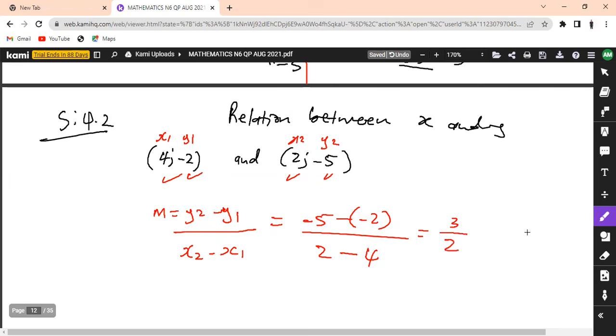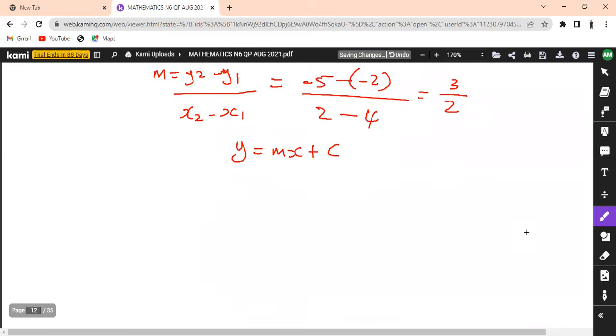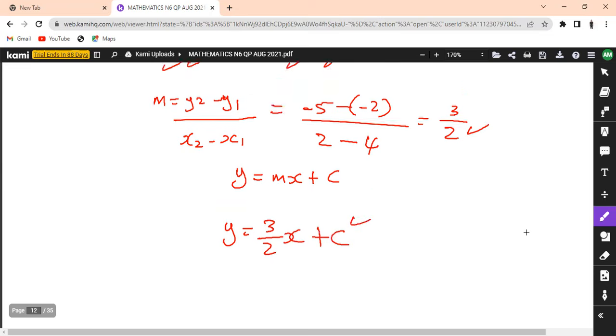So this is your gradient, m, as we know that our equation is given in the form y is equal to mx plus c. So we can substitute our gradient here, which is 3/2. That means y is equal to 3/2 x plus c. To find c, guys, you know that you have to substitute any one of these points.